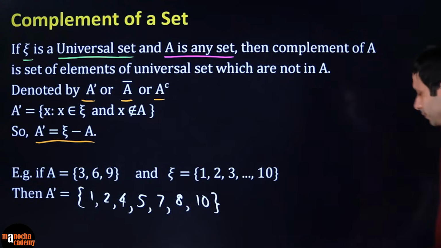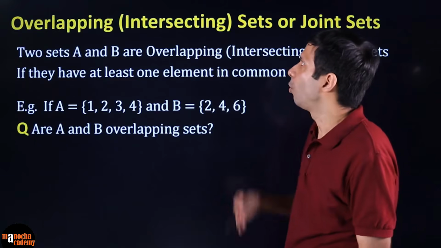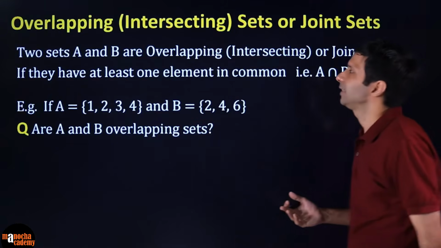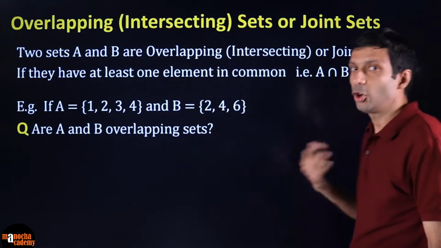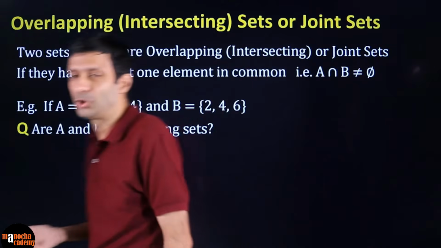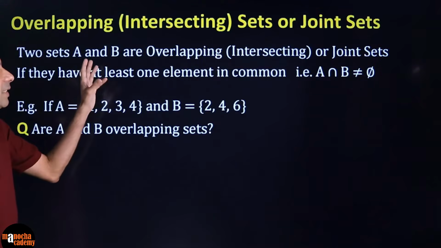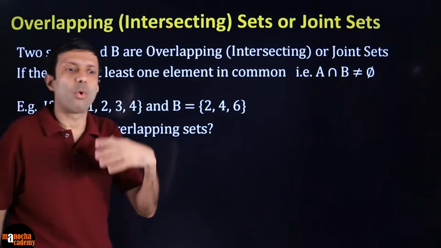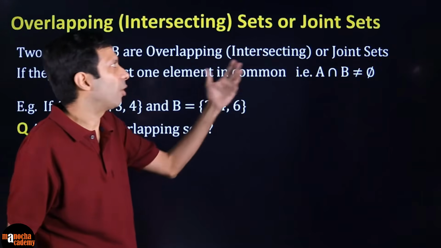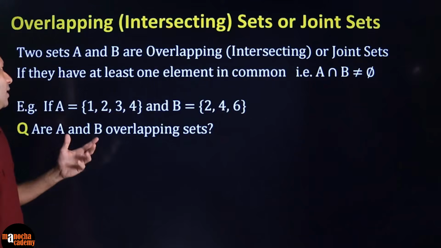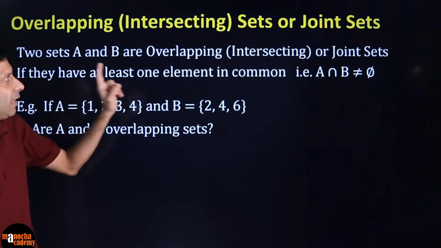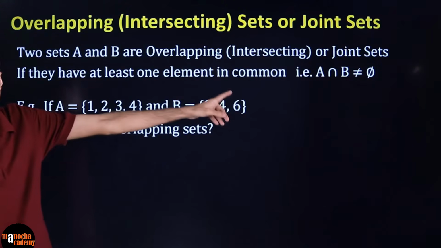Very good. Now let's talk about overlapping or intersecting sets, or what we say as joint sets. This is like the opposite of disjoint, which we briefly talked about. If two sets A and B have at least one element in common, they are called overlapping or intersecting sets or joint sets.